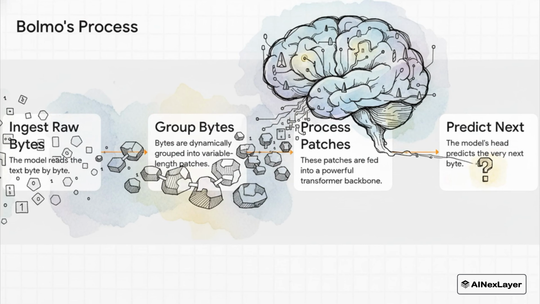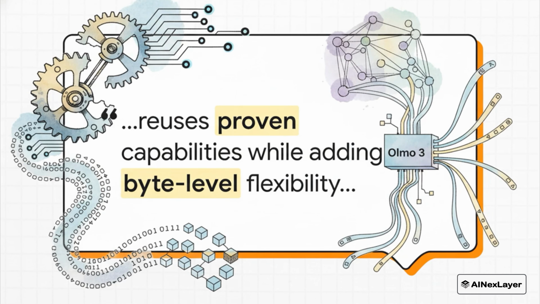And this is where Bolmo's design is so incredibly elegant. First, it just reads the raw bytes. Then, it cleverly groups them together into these variable-length patches. Step 3 is the genius part. It feeds these patches into a powerful pre-existing AI reasoning engine. And finally, it uses all that context just to predict the very next byte in the sequence. Simple, right?